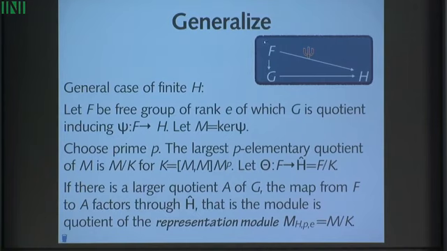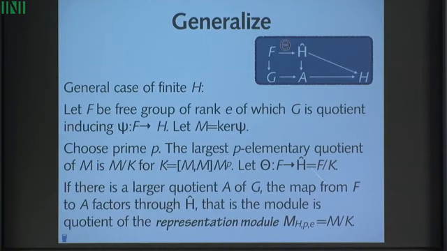I lift that quotient to the underlying free group. Let's take the kernel of that homomorphism. I choose a prime P. I want the largest P elementary abelian quotient of this kernel. Well, that's basically almost the same definition as before. I put in commutators and a pth power, and I can then look at a homomorphism from the free group onto this cover, the cover modulo this kernel.